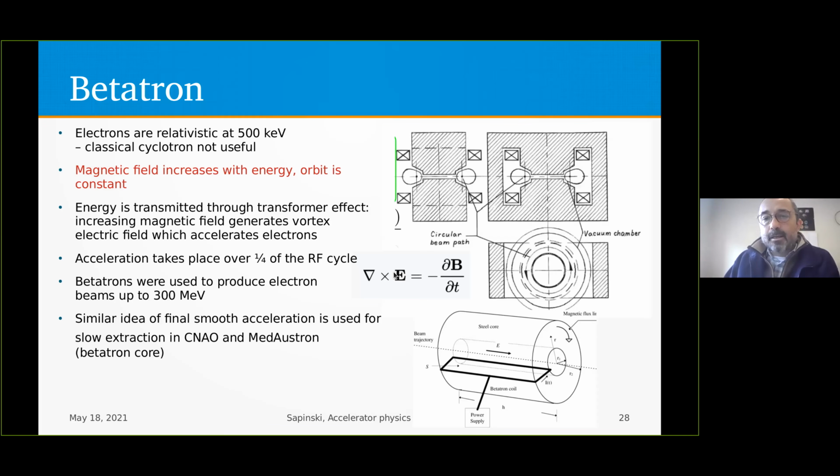These devices are called betatrons, or were called betatrons. They are not really used anymore. They are not very efficient. They could produce electron beams up to 300 mega electron volts. Interestingly, a similar idea of acceleration is nowadays still used in MedAustron and in CNAO. It's called the betatron core, and it's a device which generates an accelerating electric field by this equation. So it's a kind of vortex accelerating field. All right, now we come to the synchrotrons.